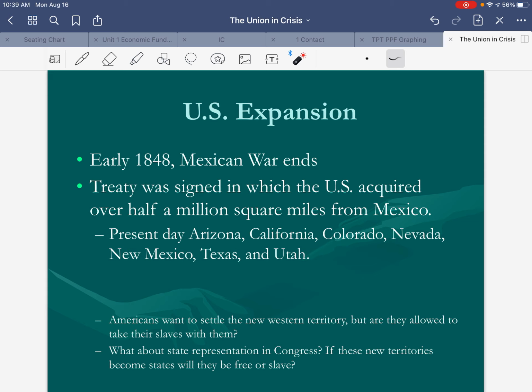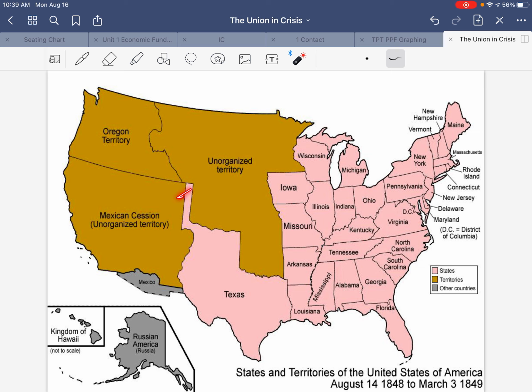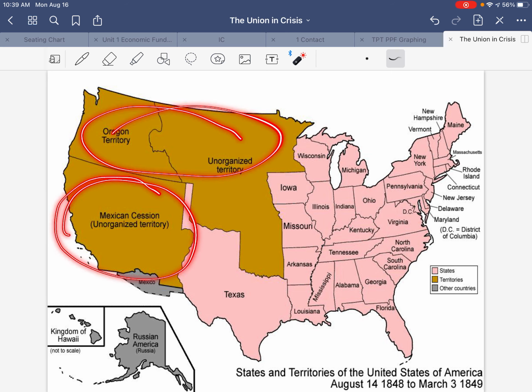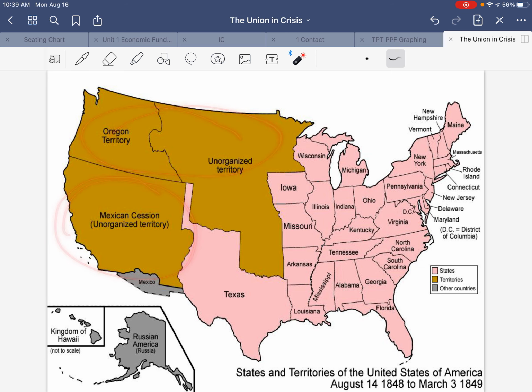So when Texas is added, and here's Texas added to the United States, it kind of looks a little bit funky. And then the United States owns all this stuff, but it's not states yet. And that's right after the Mexican War in 1848 when that ends. So the idea is that everything below that line is going to be slave territory and everything above it is going to be free territory. But that's not what happens. We get into a little bit of a contentious issue here.